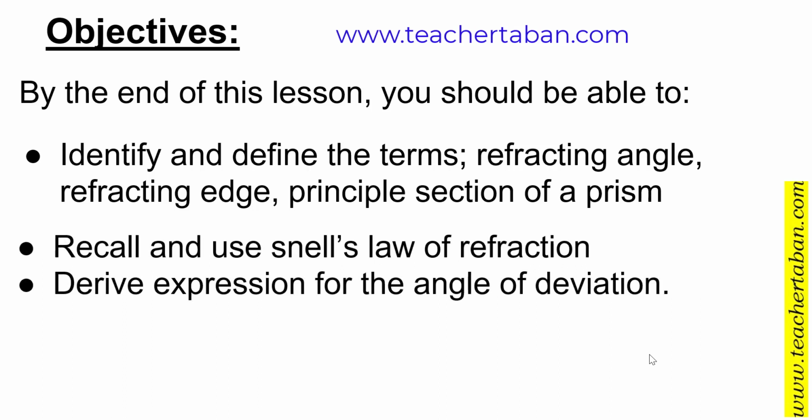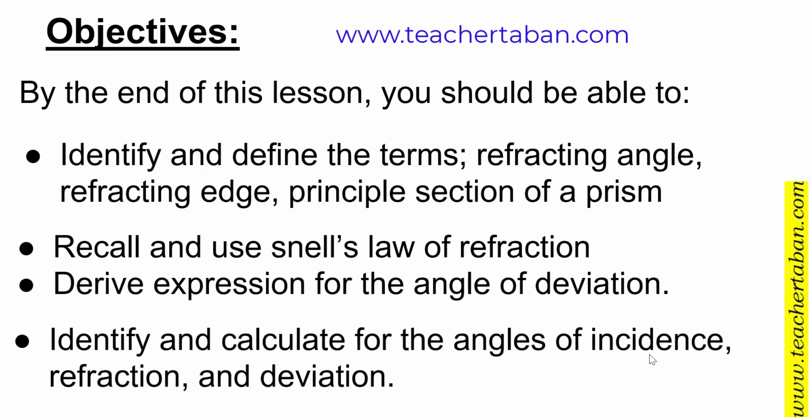And then you should be able to recall and use Snell's law of refraction of light, and then use that value to derive the expression for the angle of deviation in the prism. Of course, remember that deviation is the angle between the original direction and the final direction of the light ray. Then, you should be able to identify and calculate the angles of incidence, refraction, and deviation. That is what we shall be focusing on in this first part of the lesson.